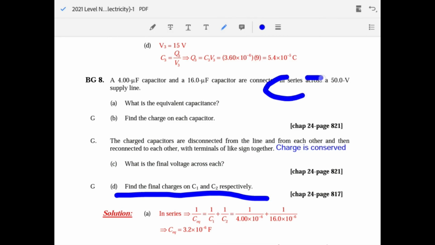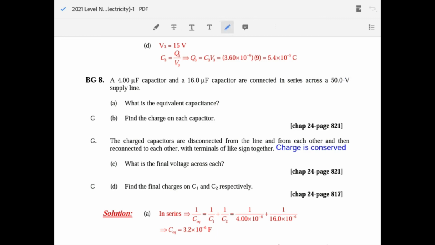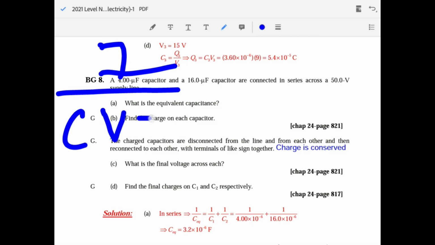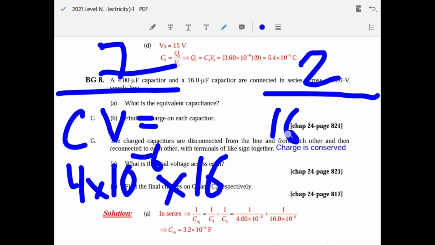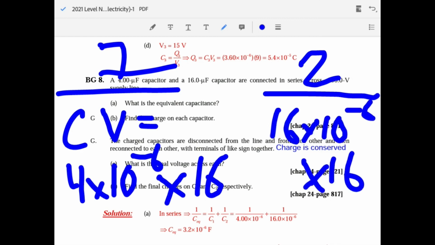Now find the final charges on C1 and C2 respectively. Again, C equals Q over V, so Q is CV. So for the first one, CV is equal to 4 times 10 power minus 6 times 16. And for the second one, it is equal to 16 times 10 power minus 6 times 16. And you get the charges.